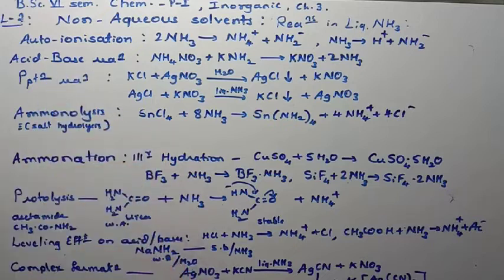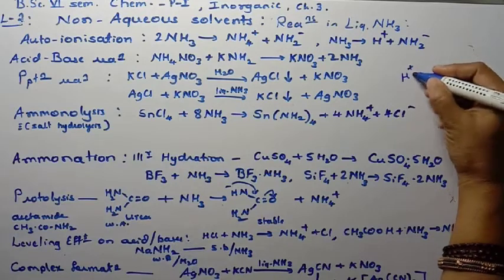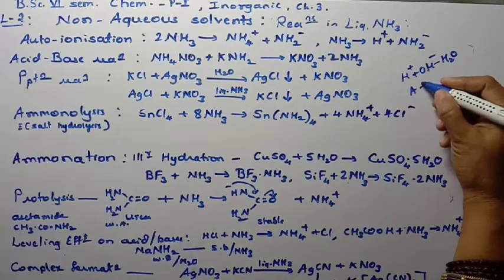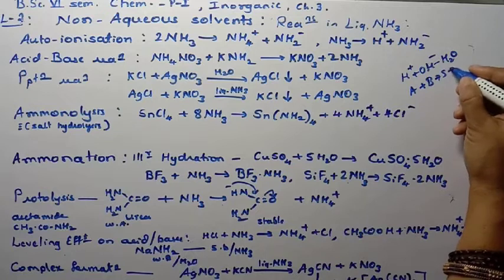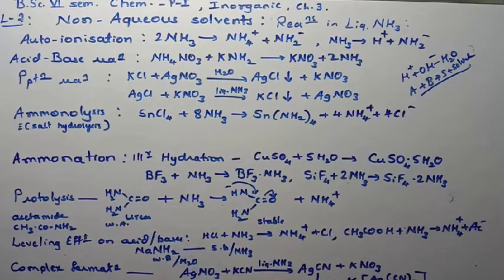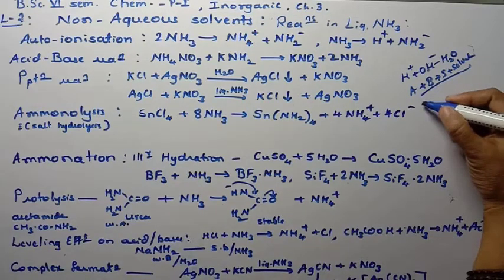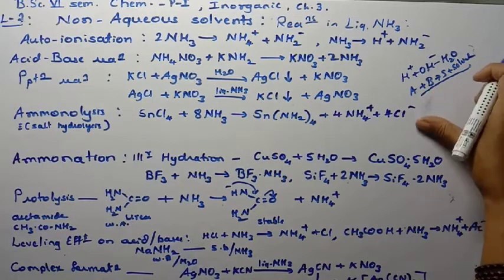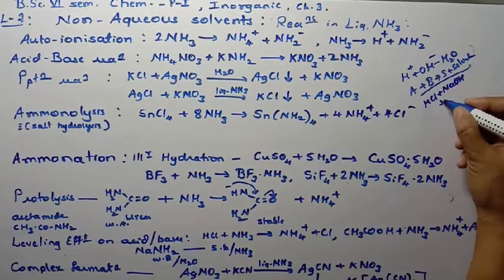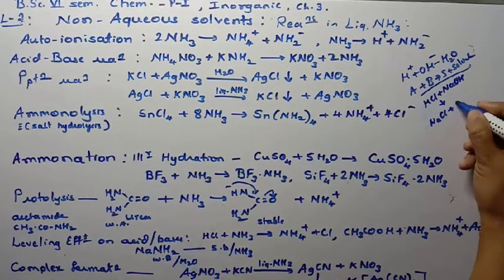The next one is the acid base reaction. In water you are well familiar: when the H plus ion combines with the OH minus ion it gives water. Or when an acid combines with a base it gives salt plus solvent. So this is the basic relation: any acid when mixed with a base gives a salt plus a solvent molecule. So in water, when HCl is mixed with NaOH, you are well familiar, it gives NaCl salt plus water.